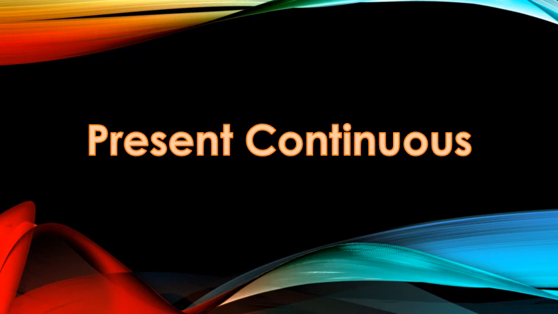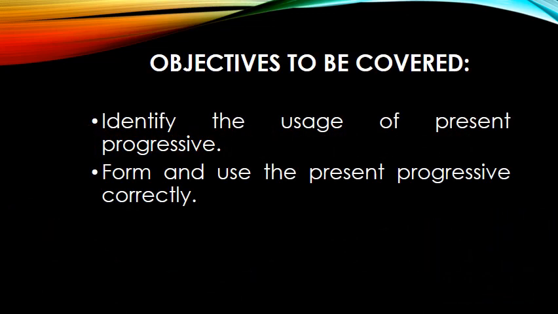We're going to start with the grammar, which is the present continuous, or present progressive, if you want to say present progressive or present continuous. We're going to cover the present progressive. You're going to identify the usage of the present progressive. You're going to know when we use the present progressive, and you're going to be able to form and use it correctly, to form the verb in the present progressive tense.